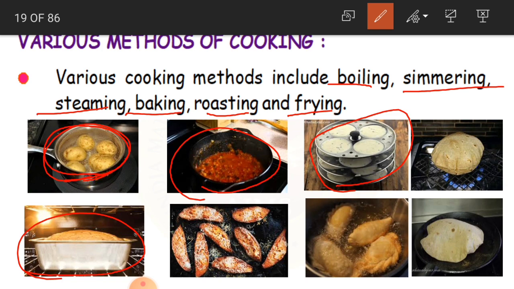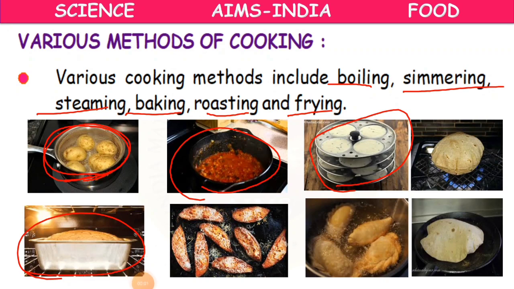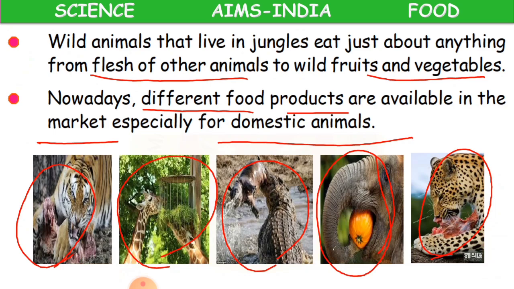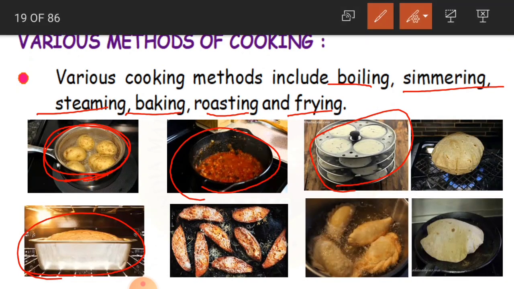Clear, children? Now, what is roasting, children? Roasting is like, see here in the picture, a roti which is roasted on an open fire. It is getting the direct flame. This process is called roasting, on coal, on a gas stove, or in the oven. If you directly cook any food item on the open fire, then we call it roasting.